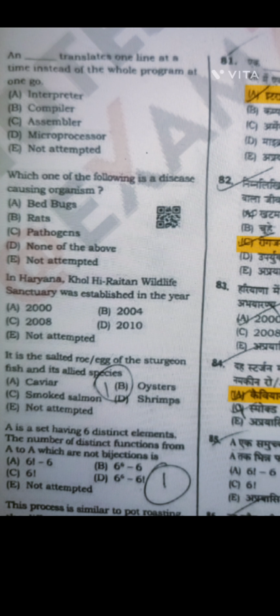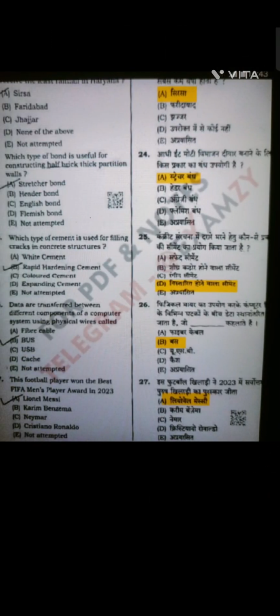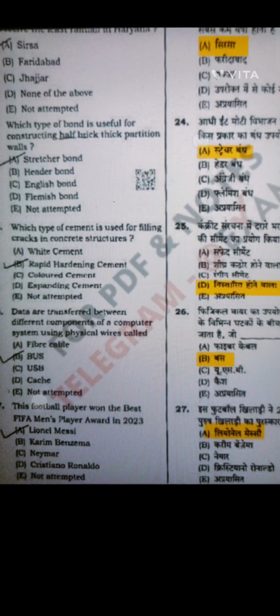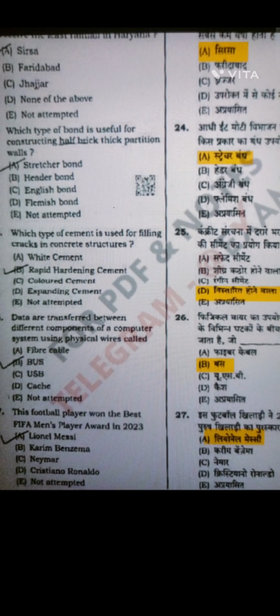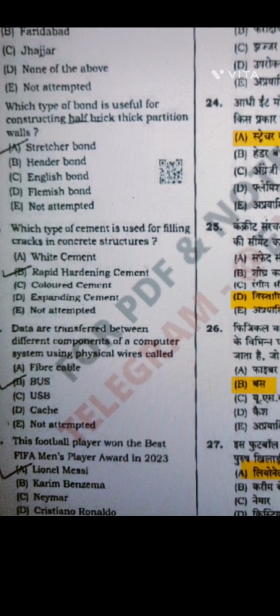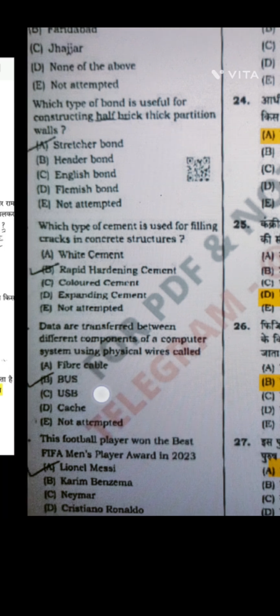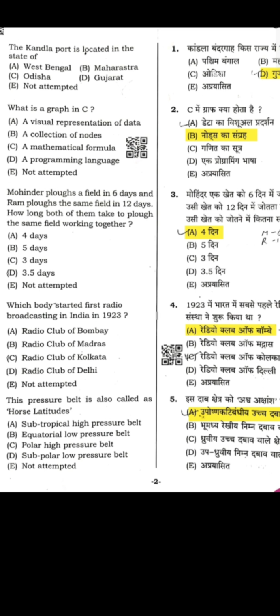And now the next question is, data are transferred between different components of a computer system using peripheral wires called buses. This football player won the best FIFA player award in 2023, Lionel Messi. So now the picture is very clear, and the question is, what is the pointer in C, a collection of nodes?